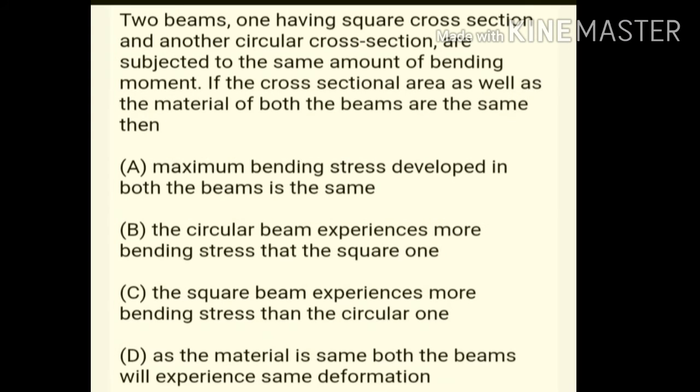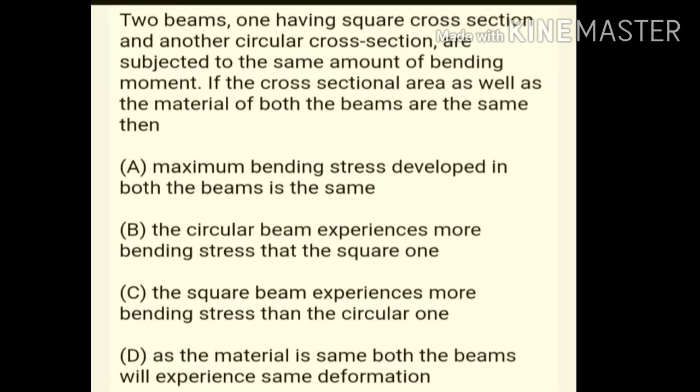Next the question is: two beams, one having a square cross section and another a circular cross section, are subject to the same amount of bending moment. If the cross section area as well as the material of the beams are the same, then the options are: A, maximum bending stress developed in both the beams is the same; B, the circular beam experiences more bending stress than the square one; C, the square beam experiences more bending stress than the circular one; D, as the material is the same, both beams will experience the same deformation.